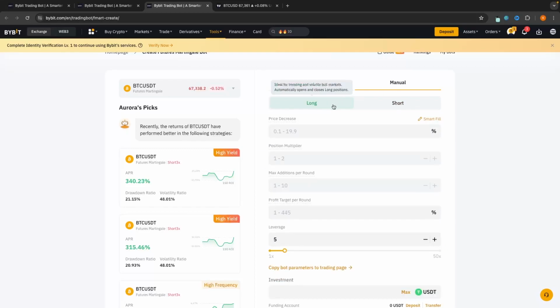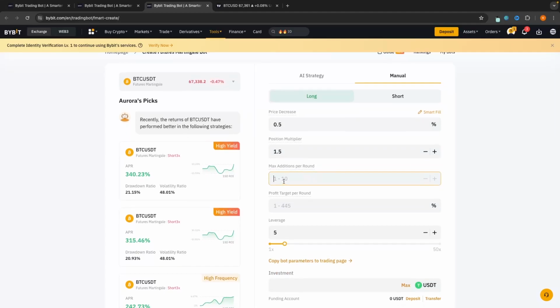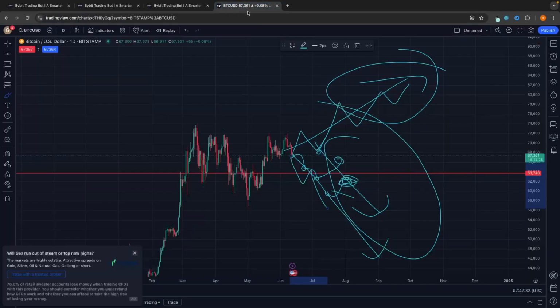Alternatively, we can set this up manually. We can choose the price decrease. So how much does price decrease before we make another investment? Let's say 0.5%. The position multiplier, so how much more do we buy each time we take a new position? Set this to like 1.5. Max additions per round, so the maximum we can actually buy is 10 per round.